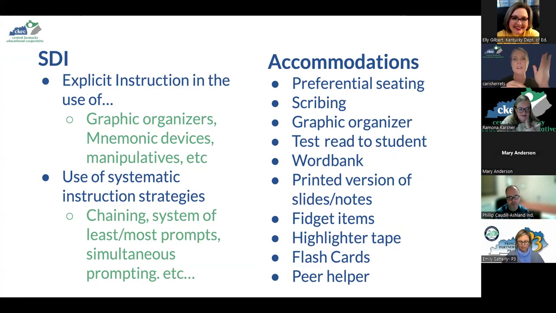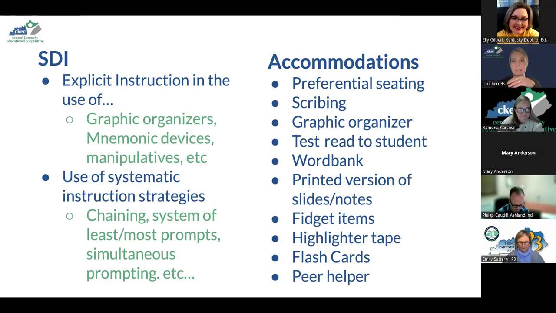So if you look at the examples on the left, those are examples of specially designed instruction. Graphic organizers can be a great tool for struggling learners, but what we need to make sure is that we are teaching them how to use that graphic organizer. Ultimately, we want them to be able to use that tool in other settings, in science, in social studies, in writing, in reading, maybe in music class if they're doing something with a research project. So whatever we teach them for that specially designed instruction, that is what the special ed teacher is doing.